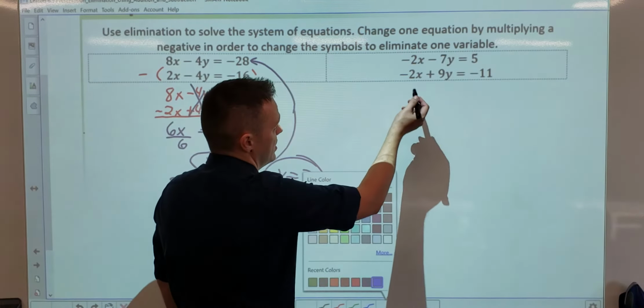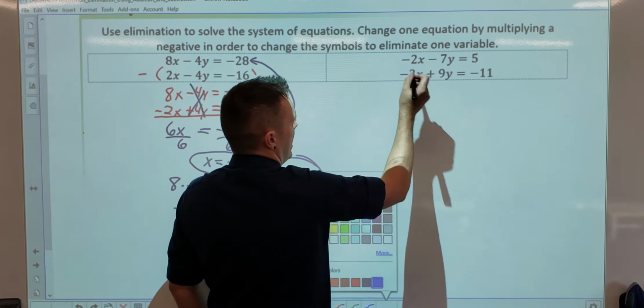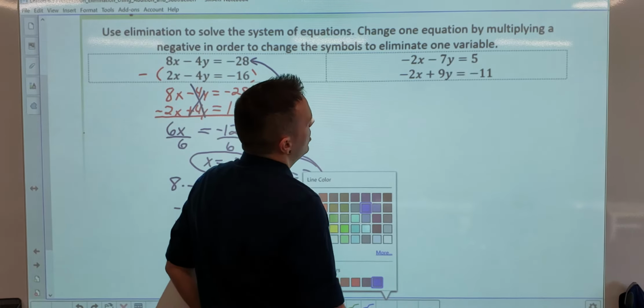Bottom one here. This one over here, do the same thing. So we're going to take and let's multiply. Does it matter which one we do? No.